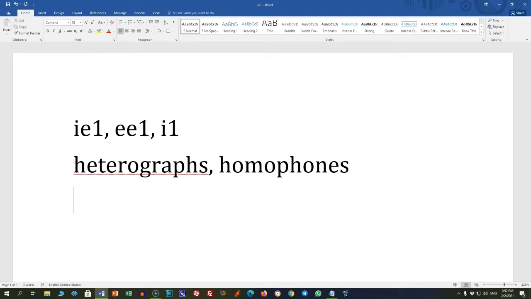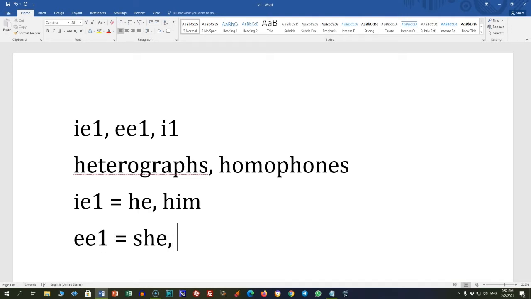And the meaning, this E means he or him. This E means she or her. And this E means it.